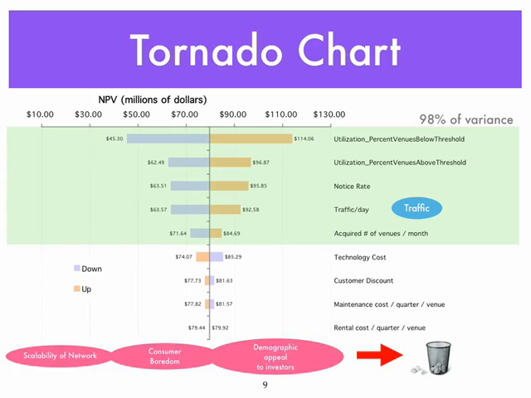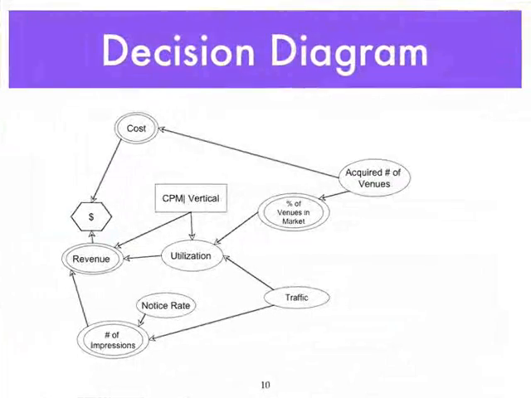So based on this, we decided in our final decision diagram that on the cost side, we would just include the base cost values because the uncertainty in that is so low. On the revenue side, we have three independent uncertainties: the notice rate, the traffic, and the number of venues that they could acquire. And of course, the utilization, which is influenced by the CPM, percent of venues in the market, and the traffic. So this is the final decision diagram that we worked with, and with that I will hand over to Somik to give you the brief results and the interesting mechanics.